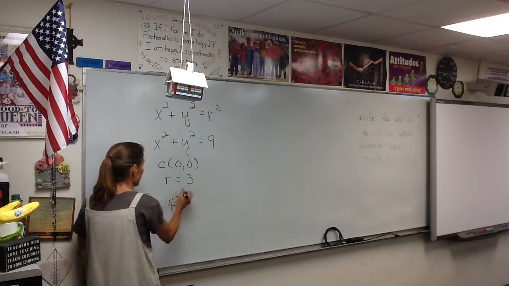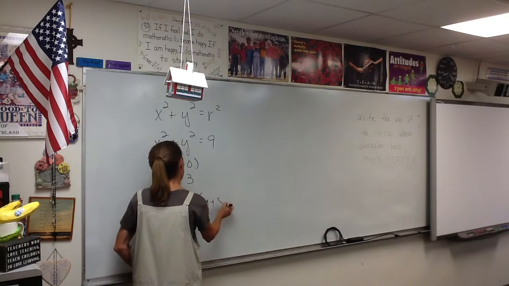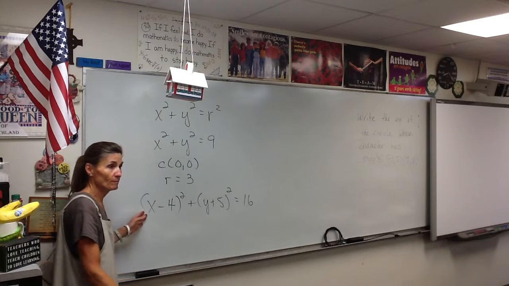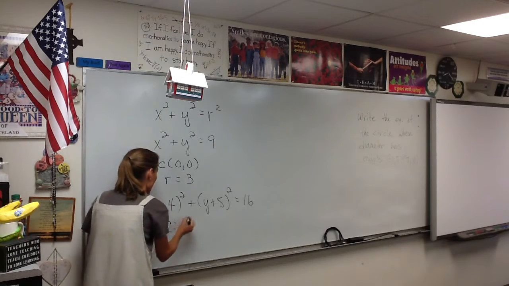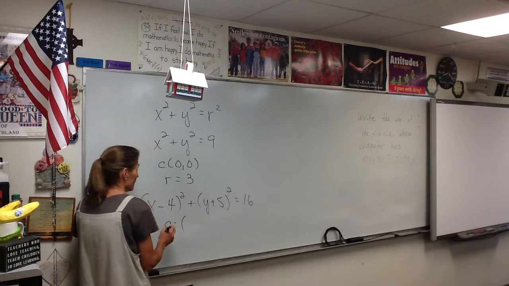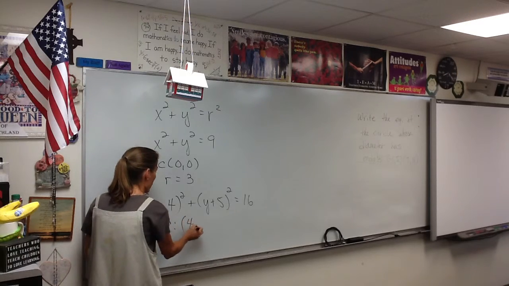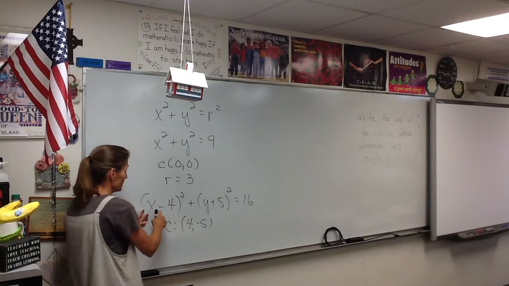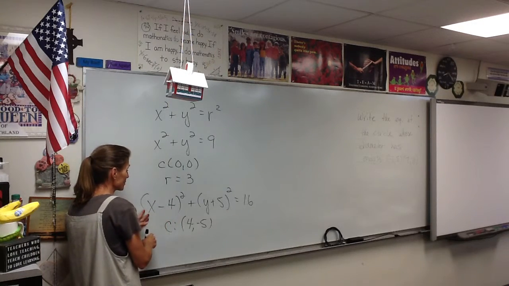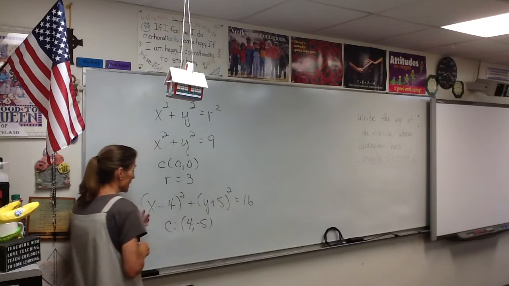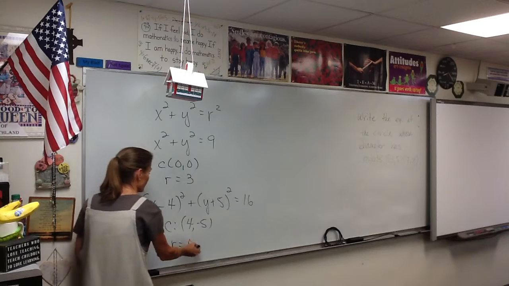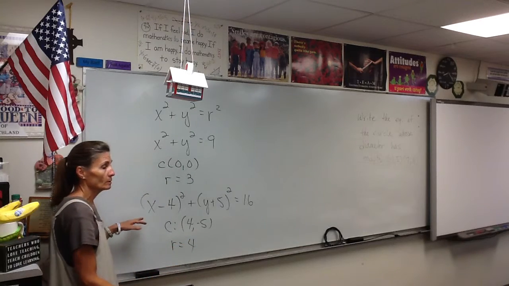Yeah, it's (x - 4)² + (y + 5)² = 16. That look familiar? Mm-hmm. Where's the center of this guy? -4, -5. This is the translation. This tells me I've gone 4 units to the right, I've gone 5 units down. And what's my radius? Four.